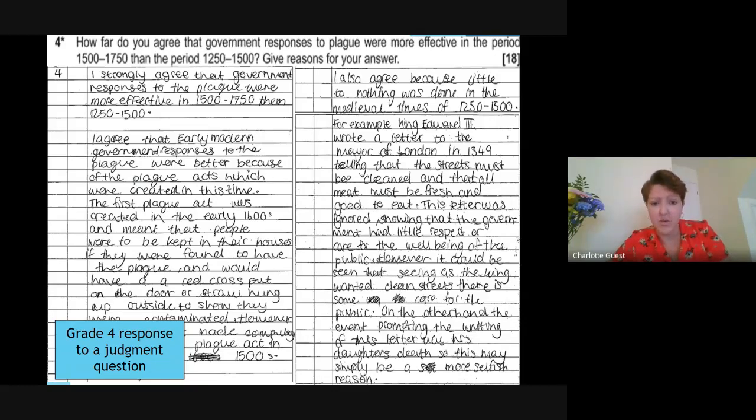So with this particular question, the student had to consider how far they agreed that government responses to plague were more effective in the period 1500 to 1750 than the period 1250 to 1500. So they had to have an opinion and they had to argue both for and against, which they have attempted to do in this particular answer.